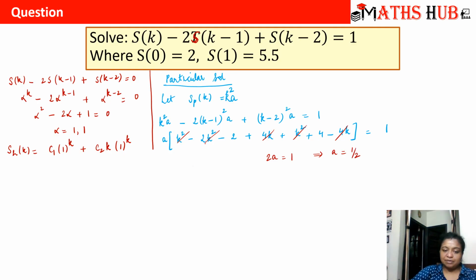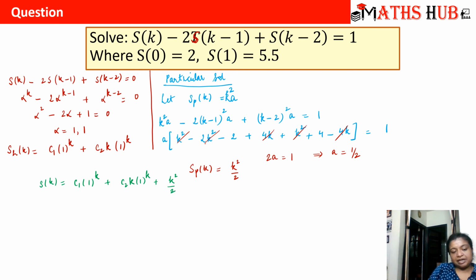So what is my particular solution then? S_p(k) will become k square by 2. Right? So the general solution s_k comes out to be C1 times 1 raised to power k plus C2 k times 1 raised to power k plus k square by 2.